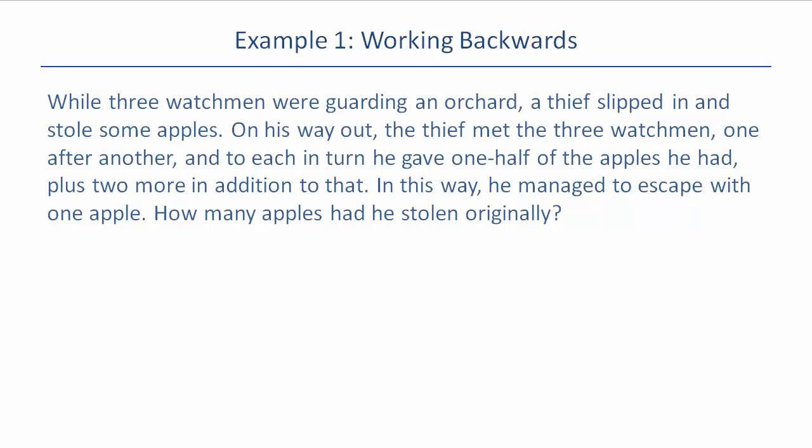Let's look at one example that uses working backwards. So you've got three watchmen that are guarding an orchard. A thief slips in, steals some apples. On his way out, the thief is met by each of the three watchmen, one at a time. And at each watchman, he turns over half of his apples and then two more. So he gives him half of what he has, and he gives him two more, and then he moves on, and then he bumps into the next guy. Oh, darn. Gives him half of what he has, two more, and then moves on, bumps into the third guy. And after he does that three times, he escapes with only one apple. And the question is, how many apples had he stolen originally?